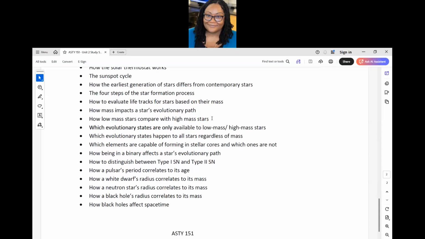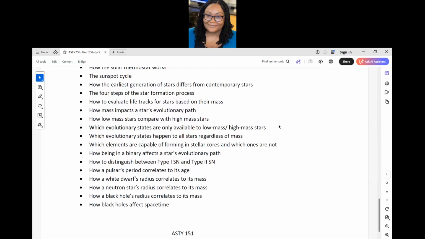It's always a good idea to think about where a low and high mass star are on the HR diagram, so on the main sequence in particular. Then once you know where they start, you can start to trace what should end up happening to that star.